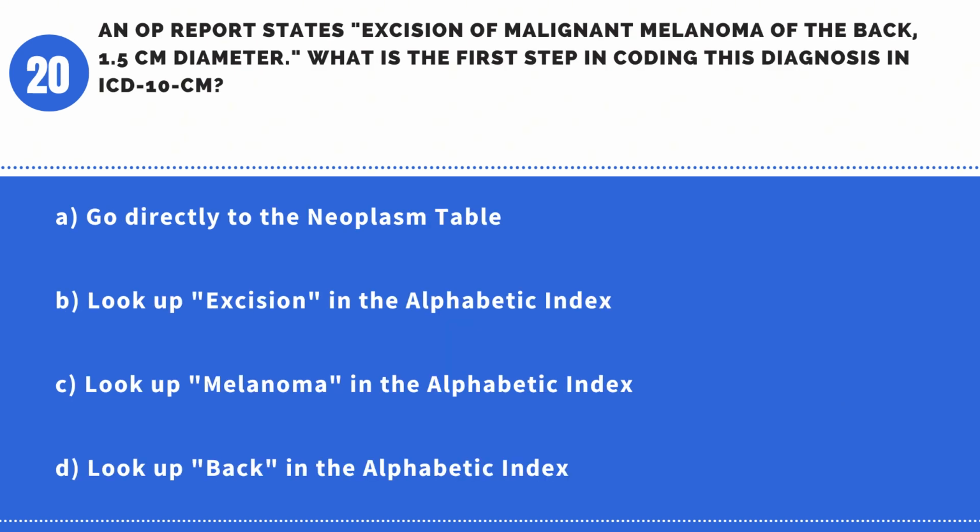Question 20. An OP report states excision of malignant melanoma of the back, 1.5 centimeters diameter. What is the first step in coding this diagnosis in ICD-10-CM? A. Go directly to the neoplasm table. B. Look up excision in the alphabetic index. C. Look up melanoma in the alphabetic index. D. Look up back in the alphabetic index.